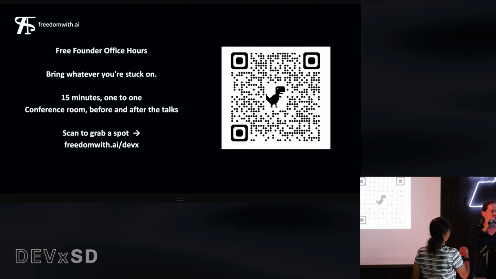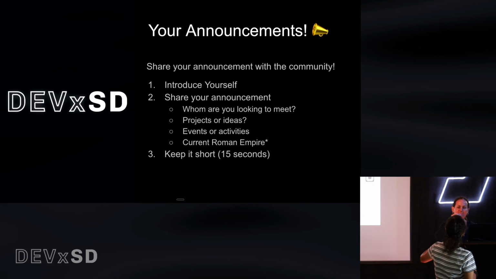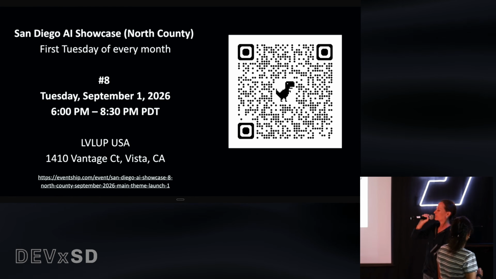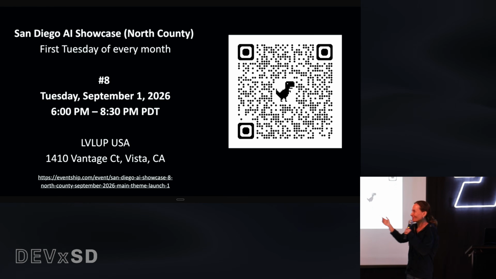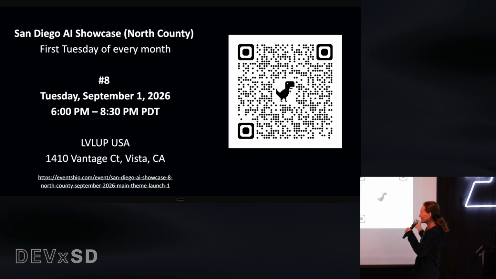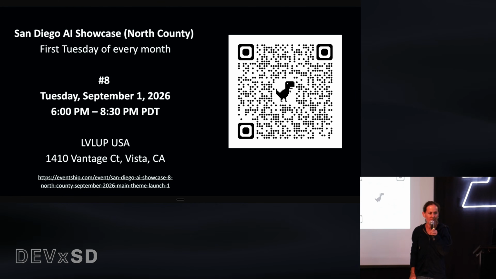Sorry, an unplanned announcement. Oh, never mind, a planned announcement. We also co-host the San Diego AI Showcase. It's the first Tuesday of every month. September 1st is the next one.